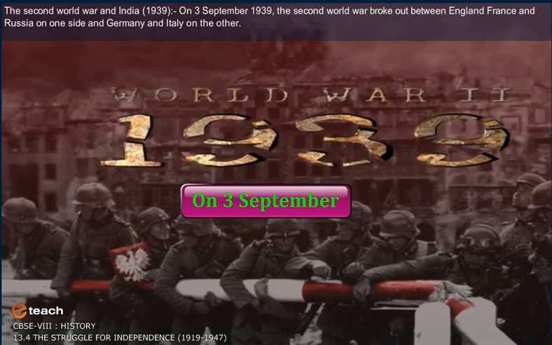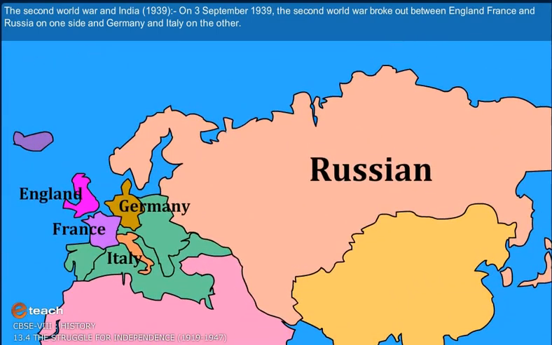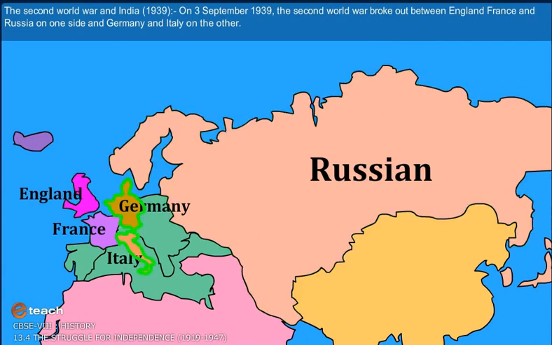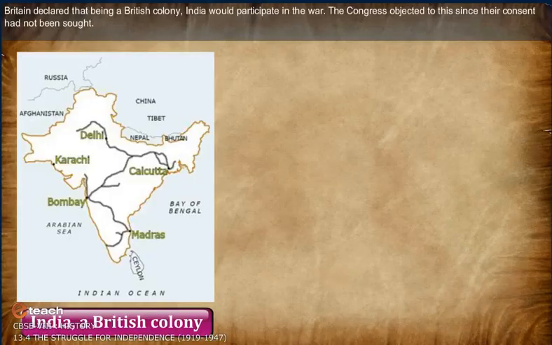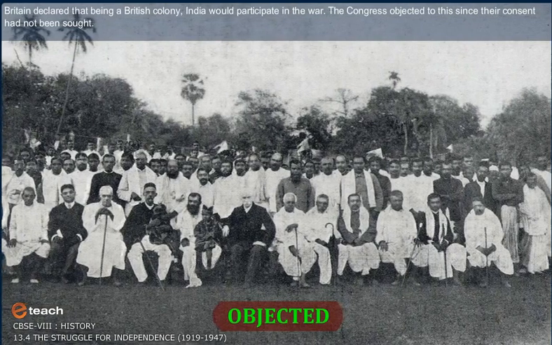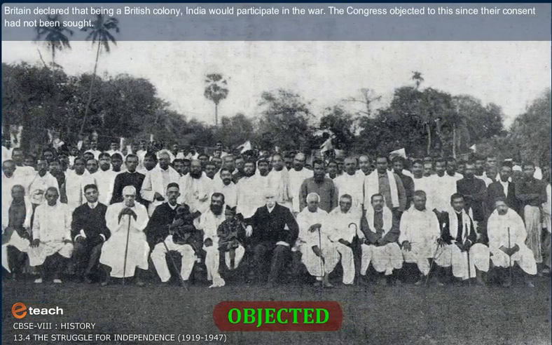On 3rd September 1939, the Second World War broke out between England, France, and Russia on one side and Germany and Italy on the other. Britain declared that being a British colony, India would participate in the war. The Congress objected to this since their consent had not been sought.